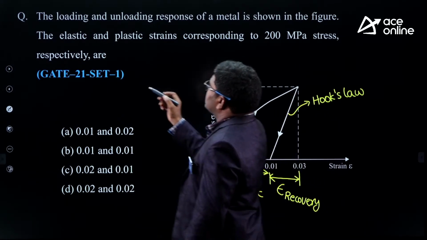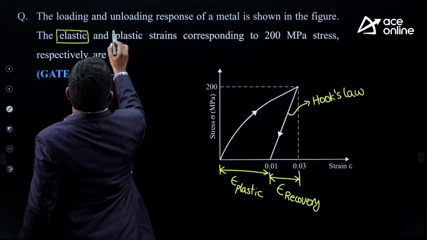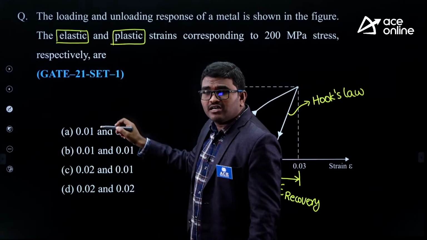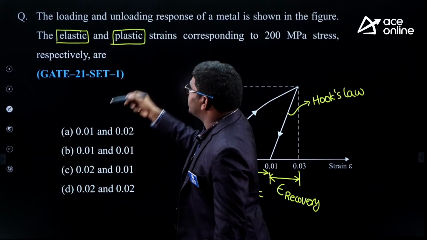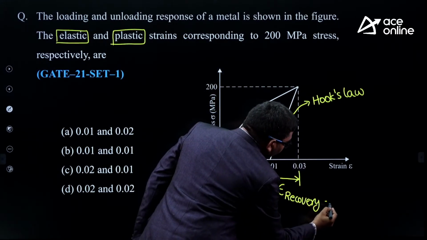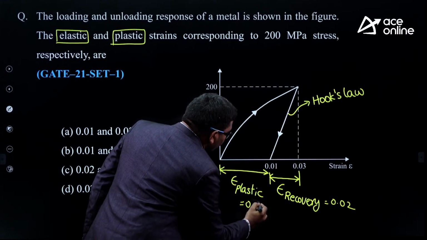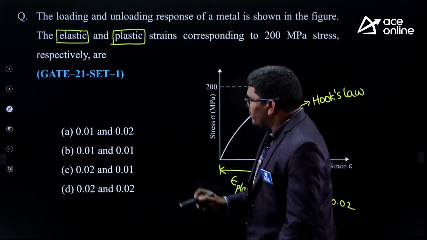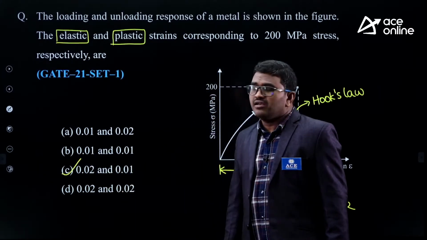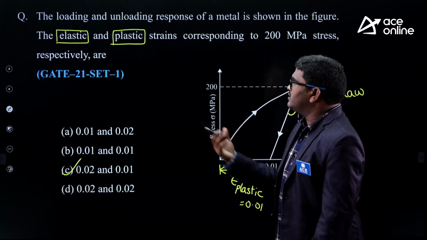In the question it is given, the first word is elastic and the second word is plastic, and in the question it is given respectively. That means in the option you should take the first as elastic strain, second as plastic. Elastic strain is 0.02, plastic strain is 0.01. Right? Now see here, 0.02 and 0.01. See here, this is the correct answer. So for this question, the correct answer is C, right?